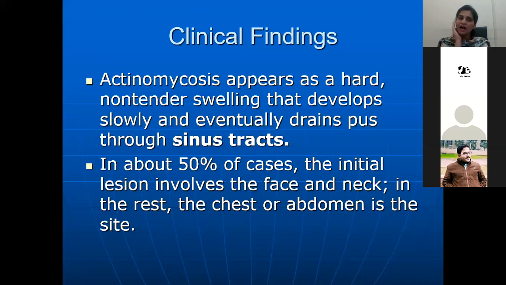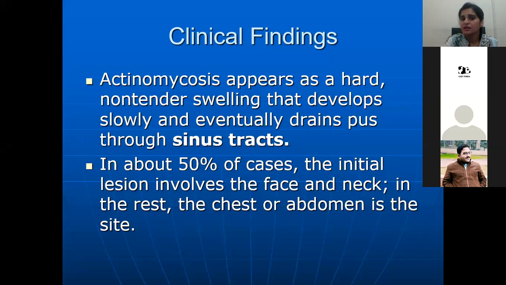So there will be hard non-tender swelling. When they grow, beta, as they keep growing, being a filamentous structure, there will also be inflammation in the surrounding area, and there will be a hard non-tender swelling that develops slowly and eventually drains pus through sinus tracts. So, beta, first there will be swelling, and after that pus will drain through sinus tracts. Actinomycosis appears as a hard non-tender swelling that develops slowly and eventually drains pus through sinus tracts.